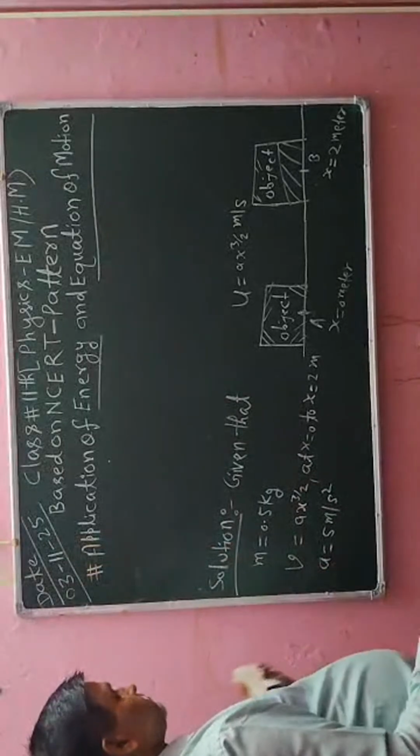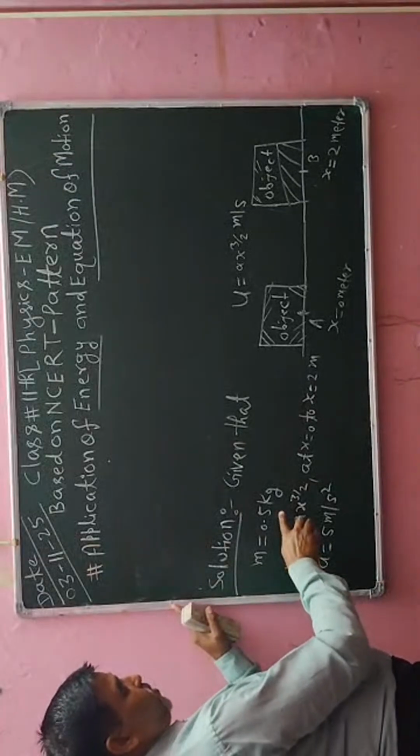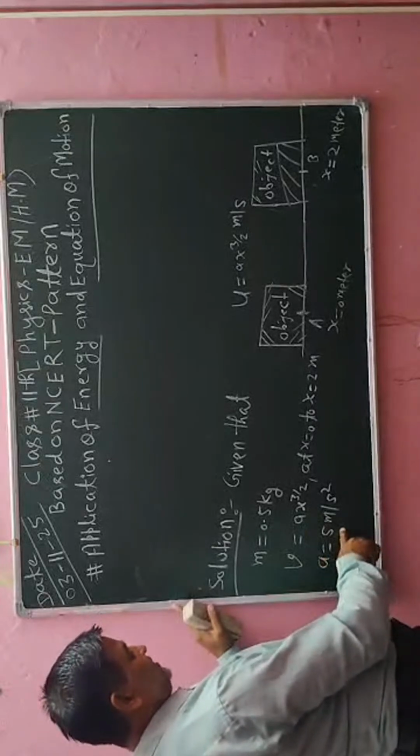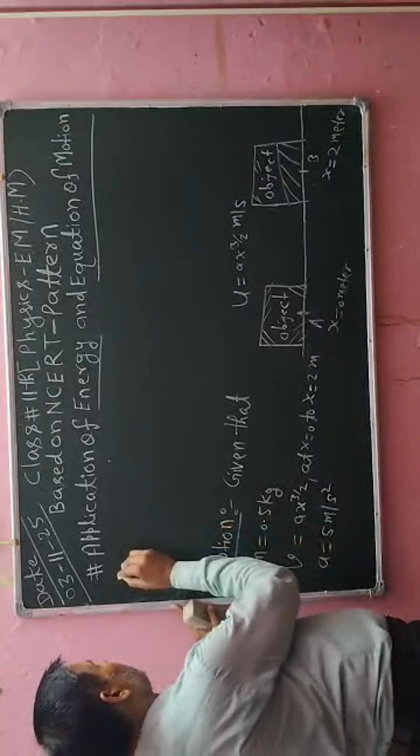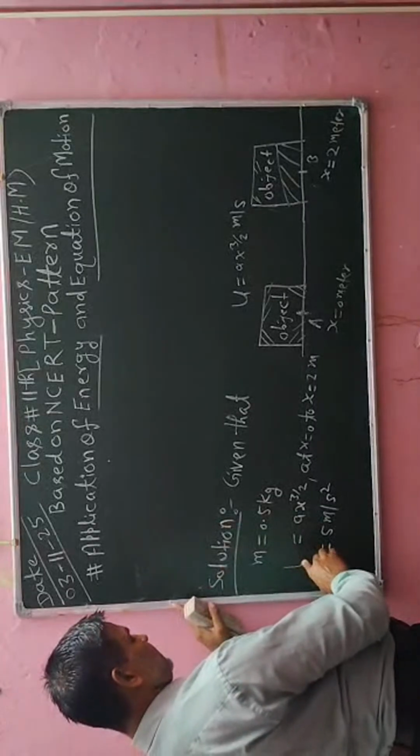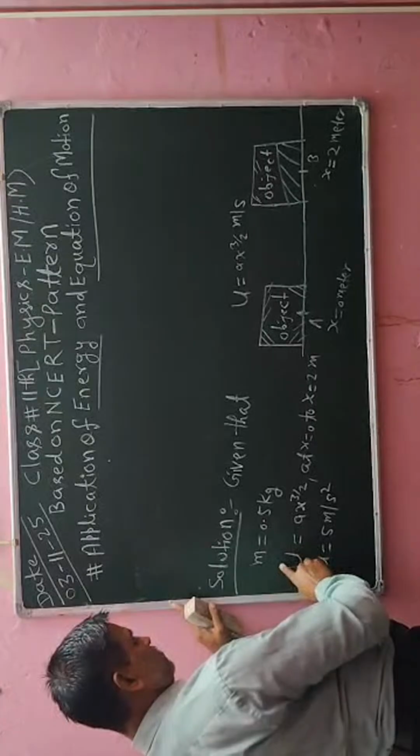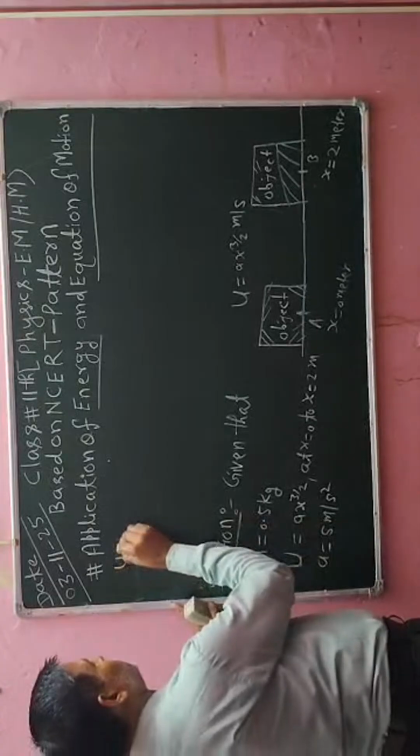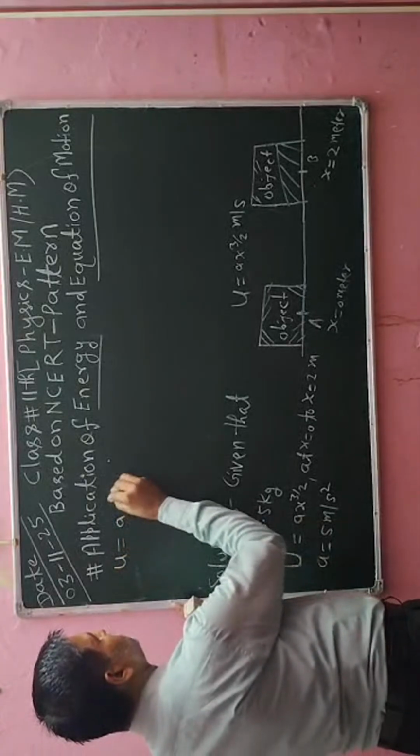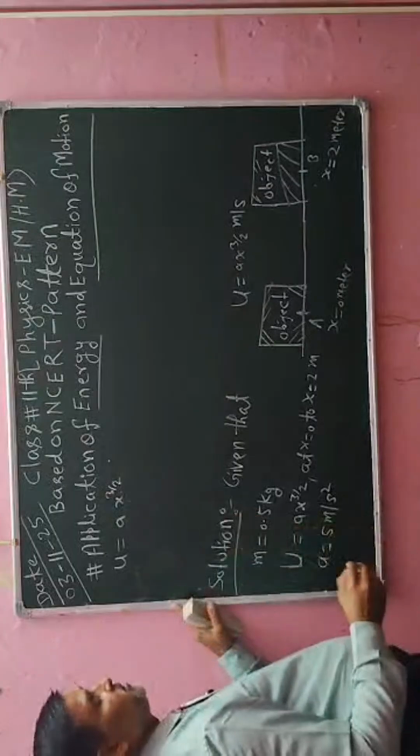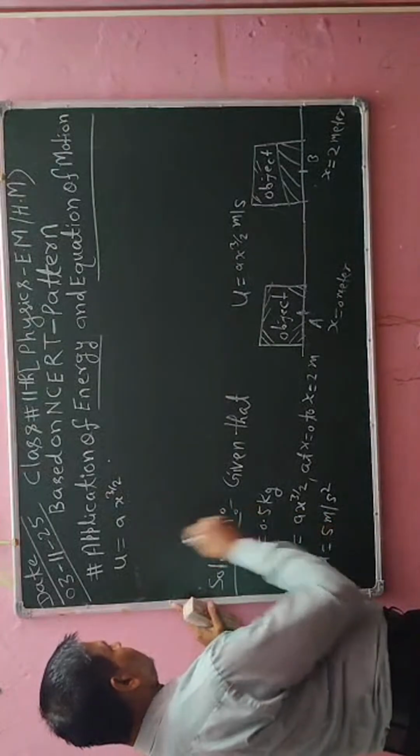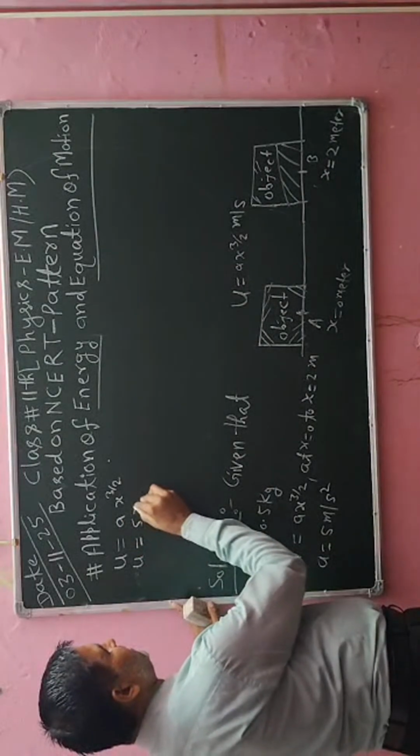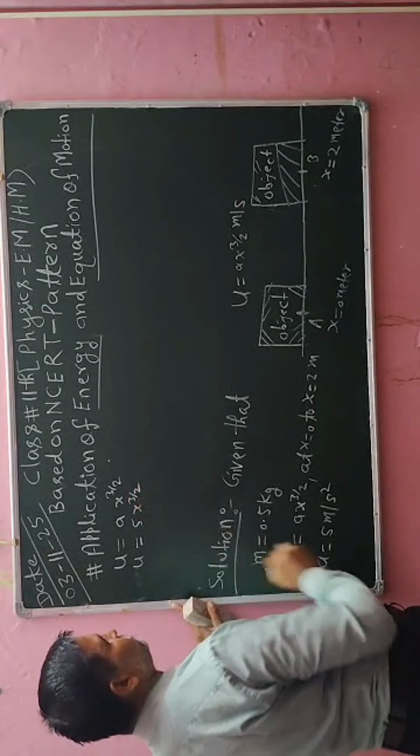Now here the mass of the object is given, velocity is also given in variable form, acceleration is given. So according to the velocity, in the place of v I can write u. So when u is equal to a into x to the power 3 by 2, a is also given, 5 meter per second, so here I will put 5 in the place of a: 5 x to the power 3 divided by 2.